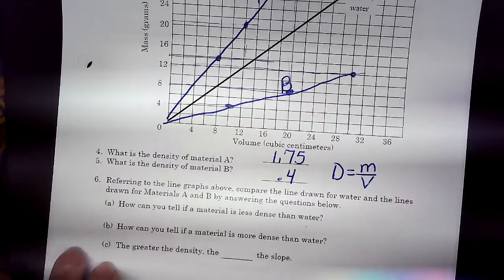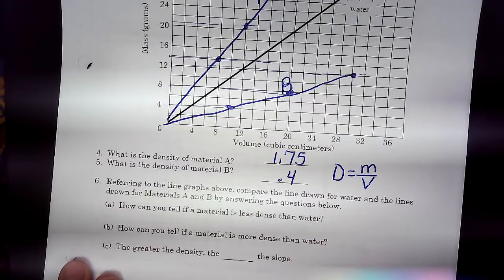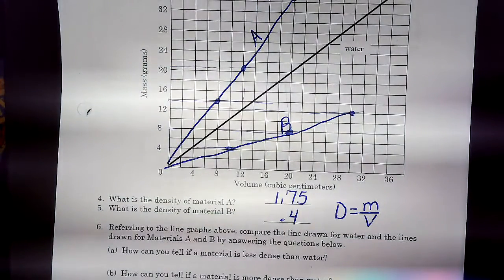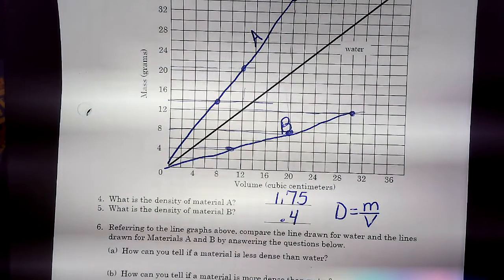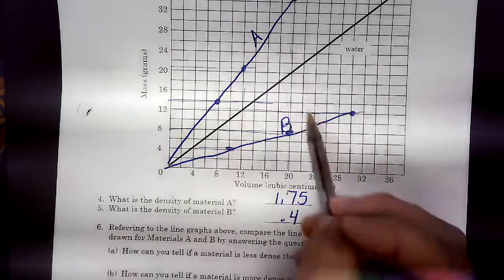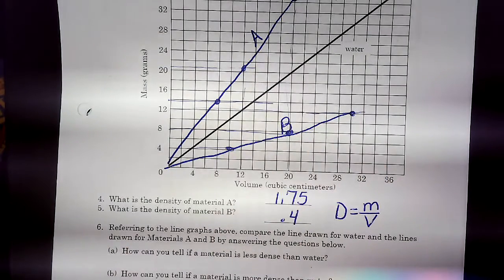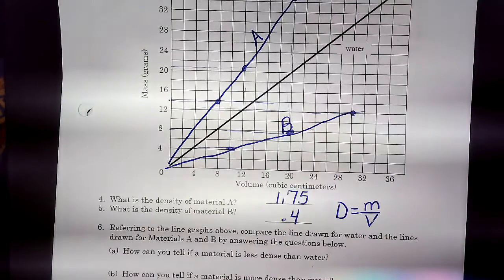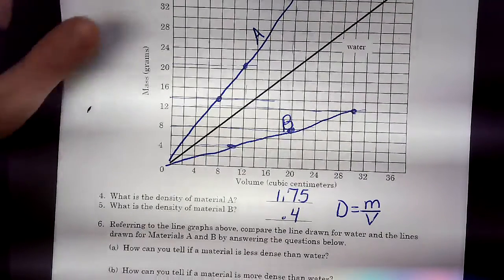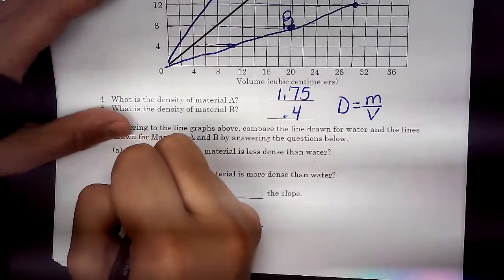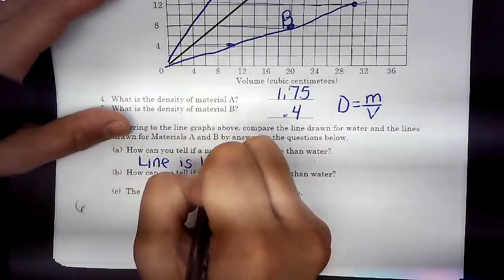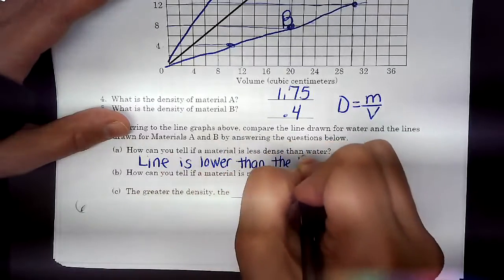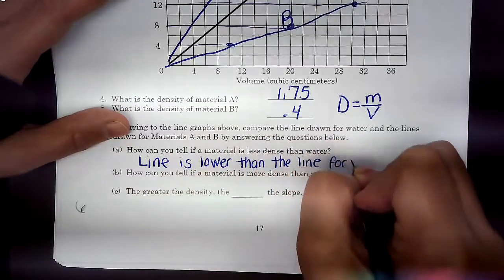Now, careful when answering question 6. It says referring to the line graph. So here's the line graphs. How can you tell if a material is less dense? Which one of these is less dense than water, A or B? B, yep, because it had a density of 0.4. How could you tell by just looking at the line graph? Yes, the line is lower than the line for water.